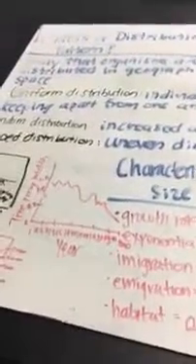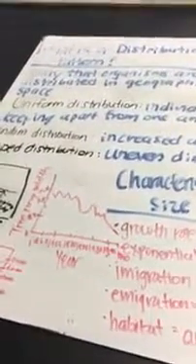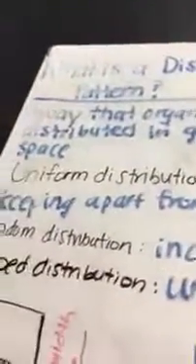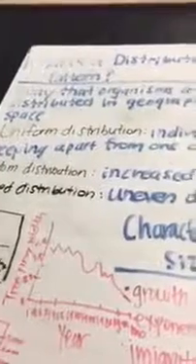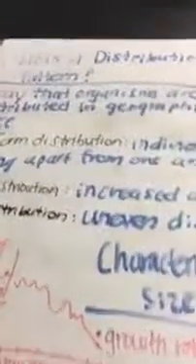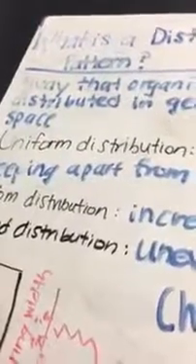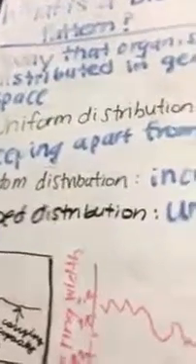The first point we'll be addressing is what is a distribution pattern. A distribution pattern is the way that organisms are distributed in geographic space, and it also depends on the resources and interactions with other members within the population. Distribution pattern reflects behavioral and ecological adaptation.